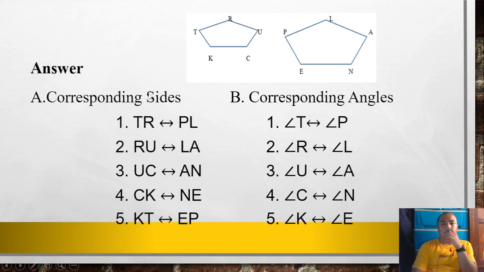Okay, for the corresponding sides, TR corresponds to PL, RU corresponds to LA, UC corresponds to AN, CK corresponds to NE, KT corresponds to EP. Now for the corresponding angles, angle T corresponds to angle P, angle R corresponds to angle L, angle U corresponds to angle A, angle C corresponds to angle N, angle K corresponds to angle E.